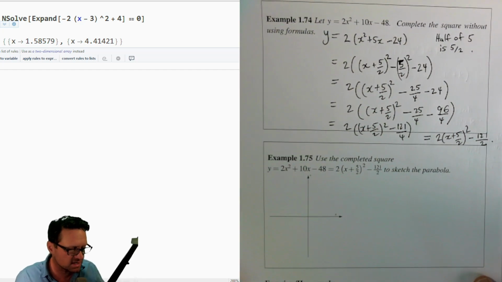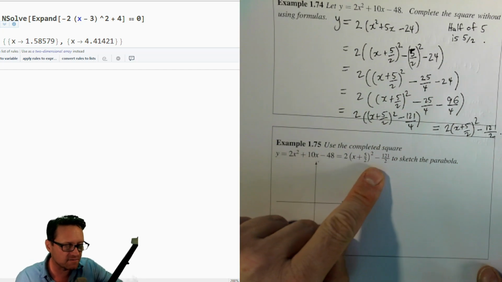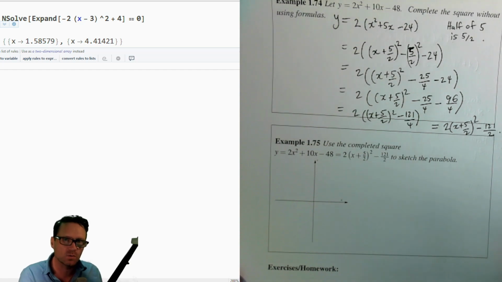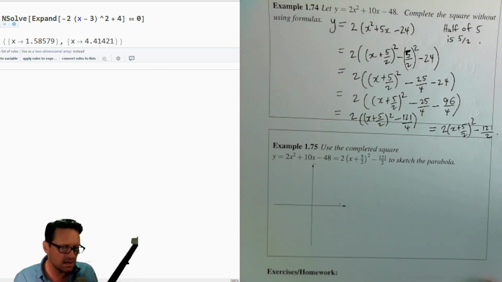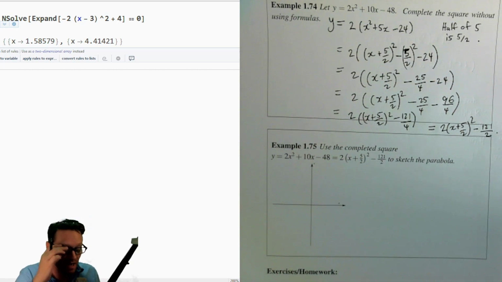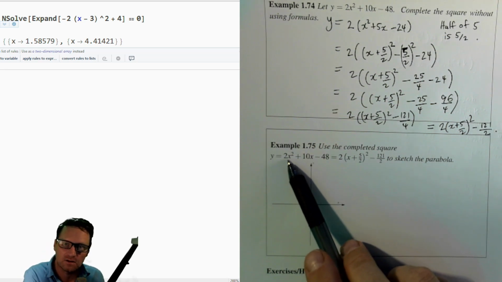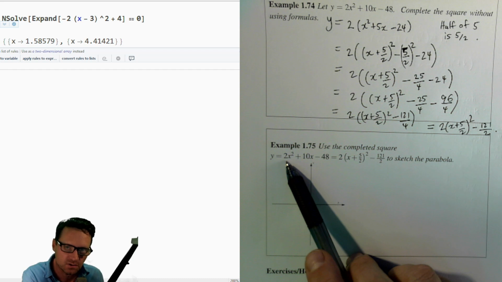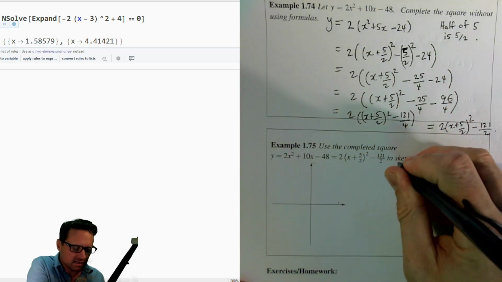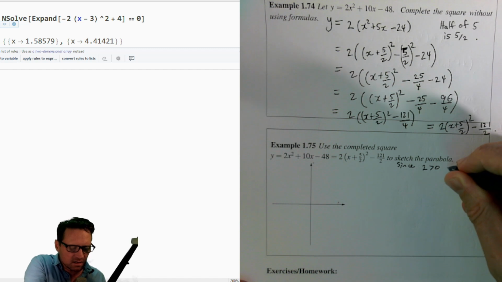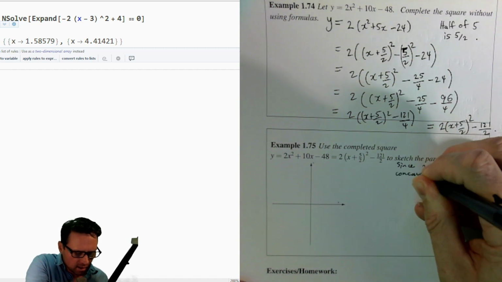Okay, next, use the completed square, what we have here, to sketch the parabola. So what this version tells us is an axis of symmetry and a minimum or a maximum point, depending on the sign of the leading coefficient. Now, the sign of the leading coefficient 2 is positive, right? So we have concave up, and hence we have a minimum.